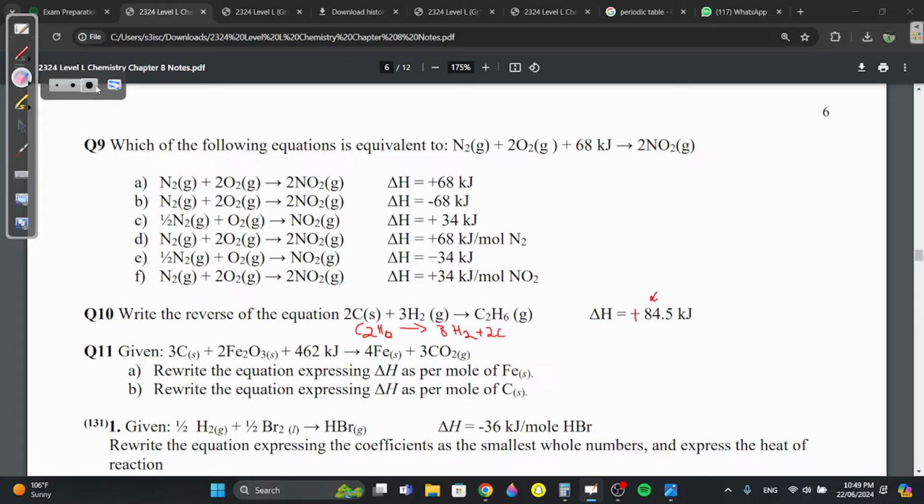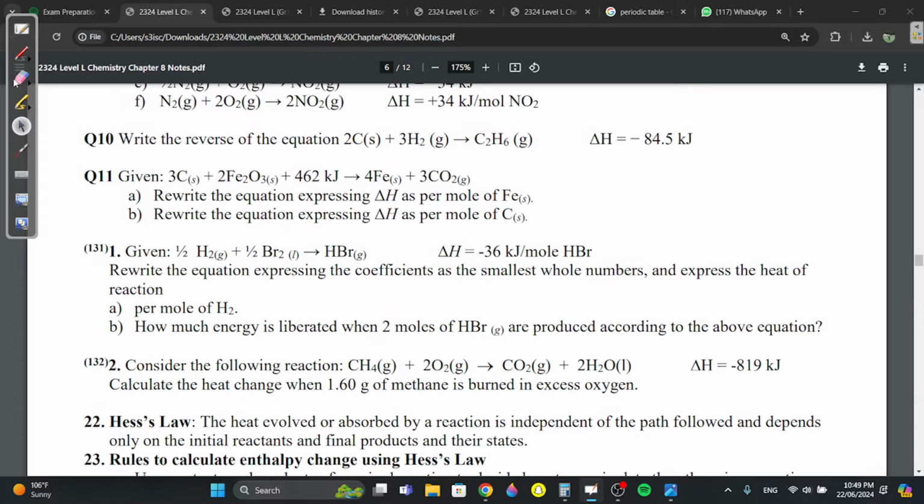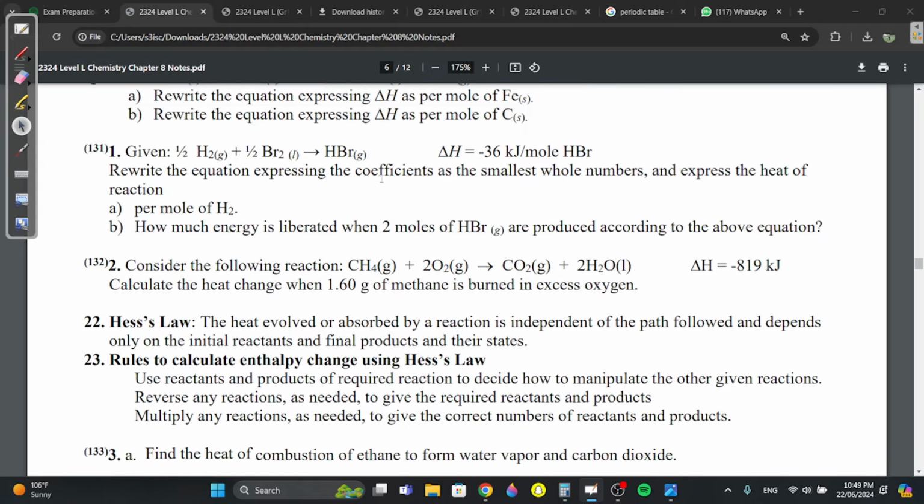Question 11. Given this, we write it per mole of Fe, so you have to divide everything by 4, and this would become 3 over 4, and 2 over 4 is the same as 1 over 2. So on and so forth. Just divide everything by 4. And then if it was per mole of C, then you divide everything by 3. Put it all over 3. And this one here, you divide by 3.